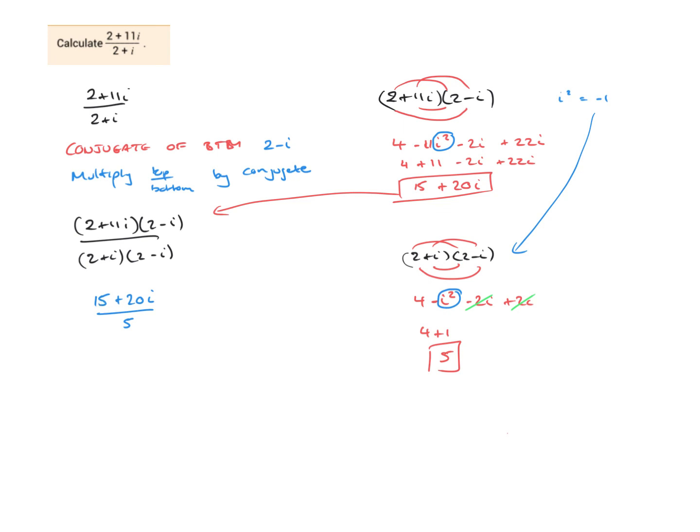So 15 divided by 5 is 3. Plus 20 divided by 5 is 4. Don't forget the i. And then we have over 1, because 5 divided by 5 is 1. That means it's 3 plus 4i. And we are done. Okay, one last example.